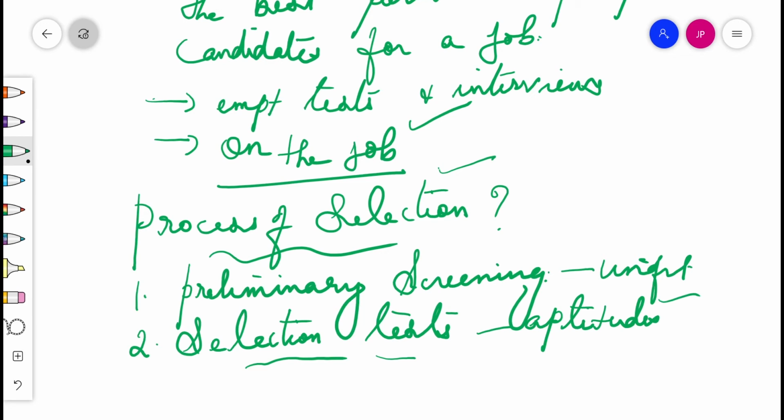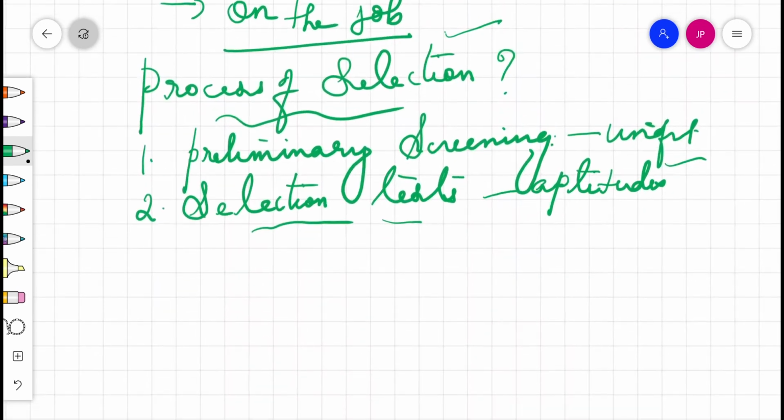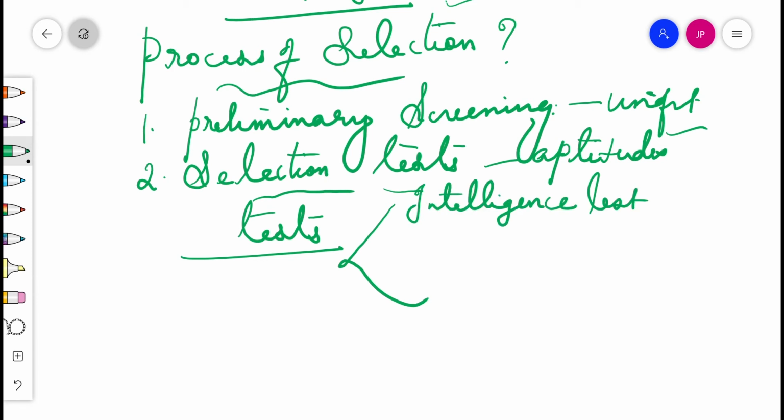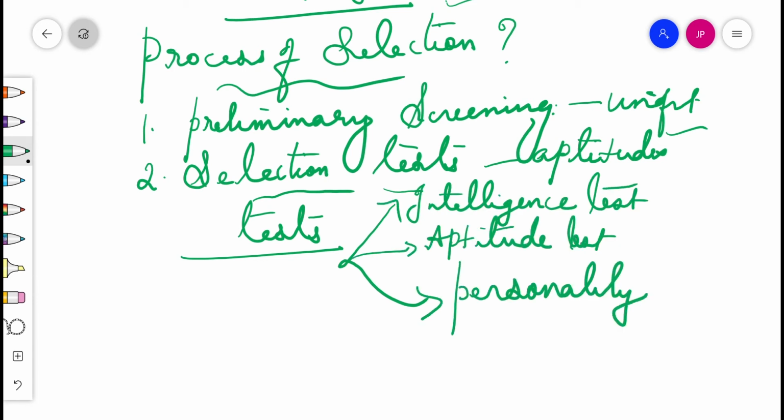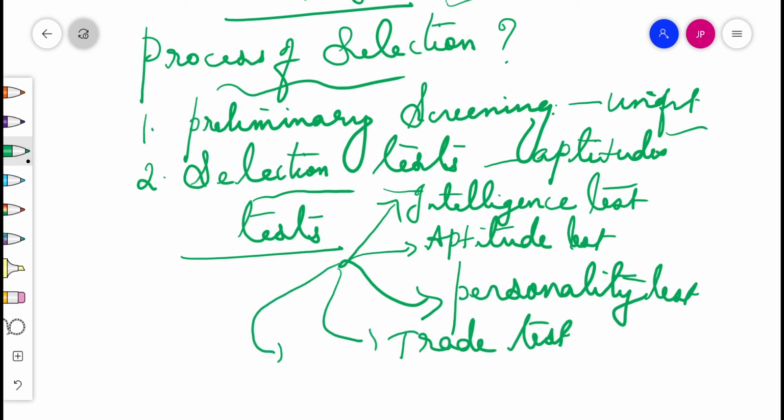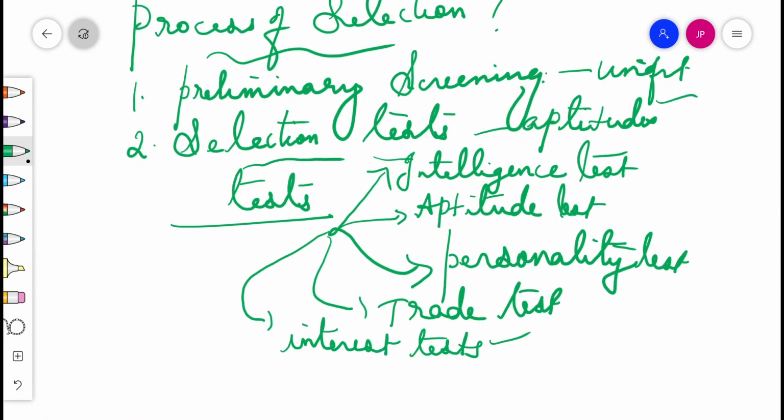What are the important tests used for selection of employees? Intelligence test, aptitude test, personality test, trade test, interest test. We can see 5 types of tests. What is an intelligence test? This is one of the important psychological tests used to measure the level of intelligence quotient of an individual. It's an indicator of a person's learning ability to make decisions and judgments.